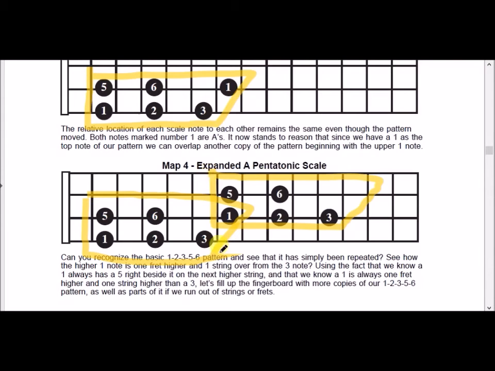Guess where number 1 is? On the high end, we're gonna have a 1 note right there, aren't we? Because we repeat the pattern. The pattern repeats. It repeats all over the fretboard. So this is how we can play a 2-octave A pentatonic scale. Let's do that on the mandolin.